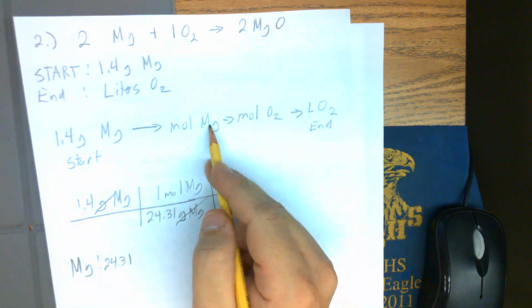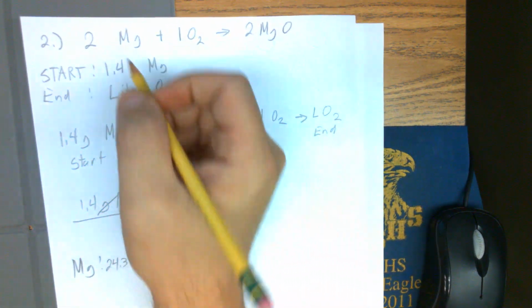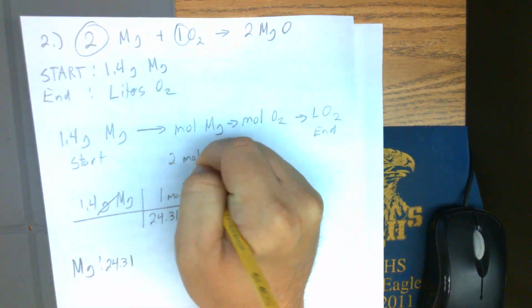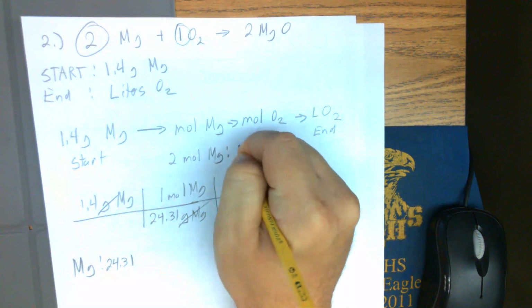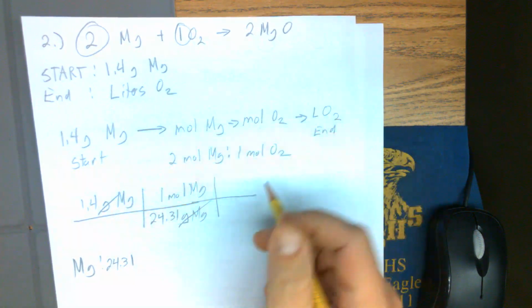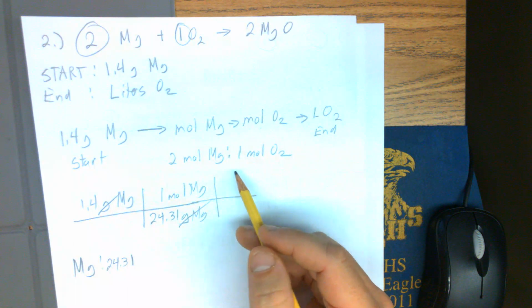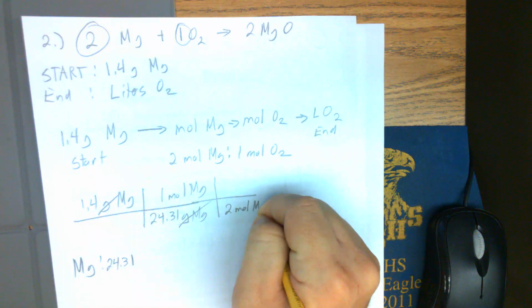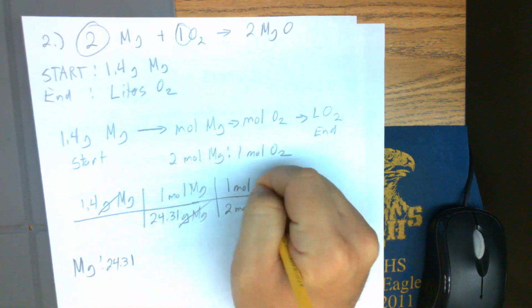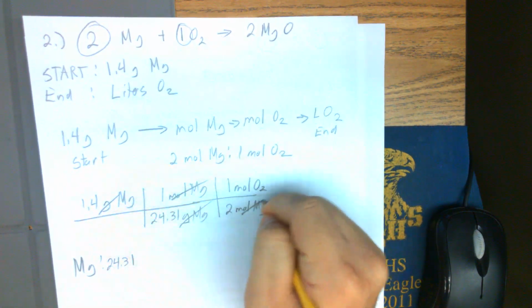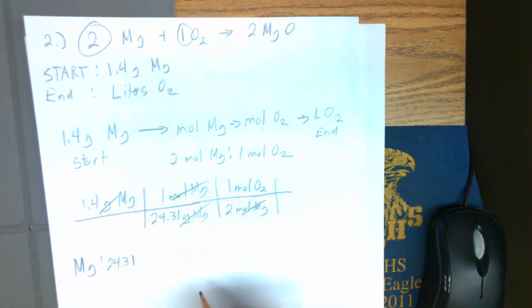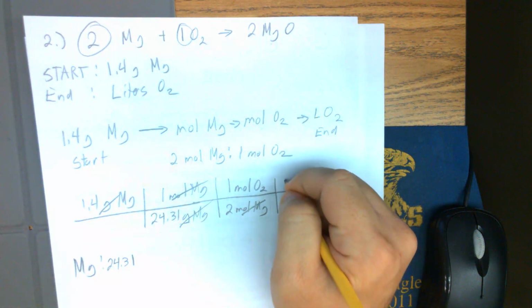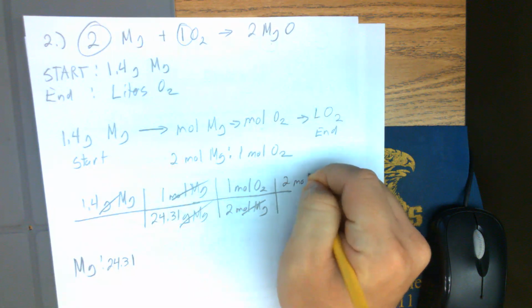All right, our next bit, we're going to go mole to mole. So we're looking at our ratio here. We have a 2-to-1 ratio. We say 2 moles of Mg for every 1 mole of O2. So we can plug this in. We put the Mg on the bottom. These are going to cross out. And then we're left with the last part. So the last one, we have MgO. So we're going to put in 2 moles of MgO.